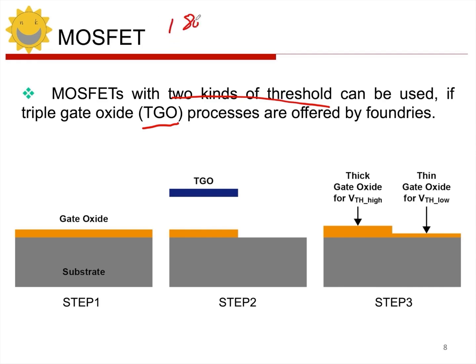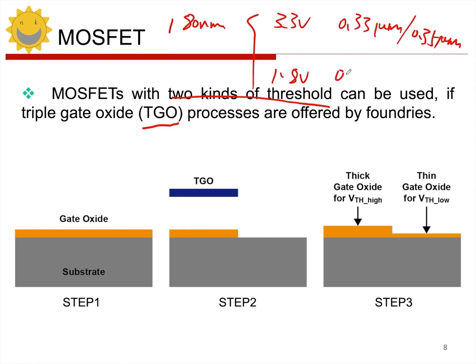For example, let's take a typical example like the 180 nanometer process. So generally speaking, it can provide two types of devices. One is a 3.3 volt device, and its channel length is typically around 0.33 micrometers, or it could be 0.35 micrometers, something like that. This is the high voltage one, and there is also a low voltage one, for example, 1.8 volts. Then for 1.8 volts, its channel length can reach 0.18 microns.